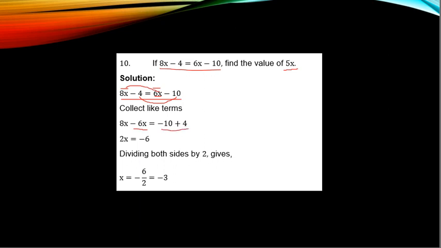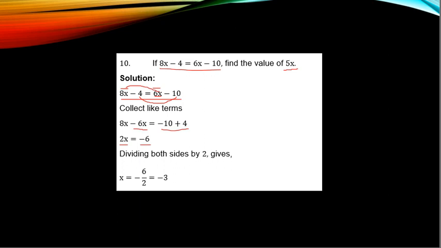So if you subtract and add, you have 2s on the left hand side. On the right hand side, minus 10 plus 4. Take it that minus 10 is you owing somebody, plus 4 is you have 4. When you pay, because the amount you are owing is bigger than what you have, you are still owing. That is minus 6.